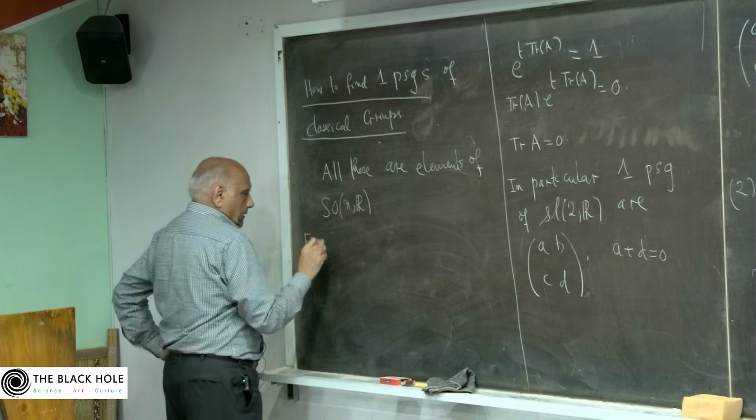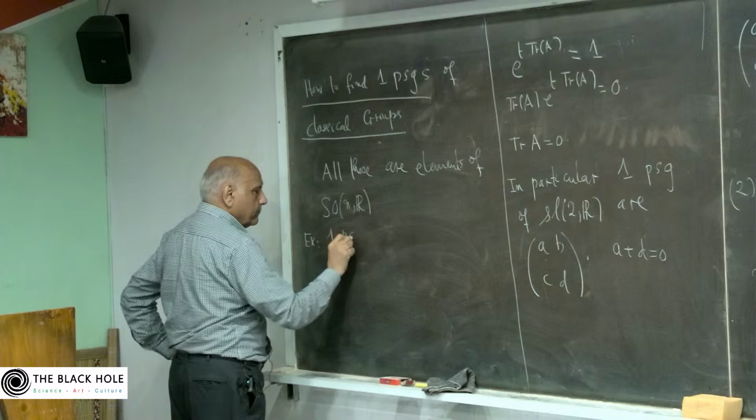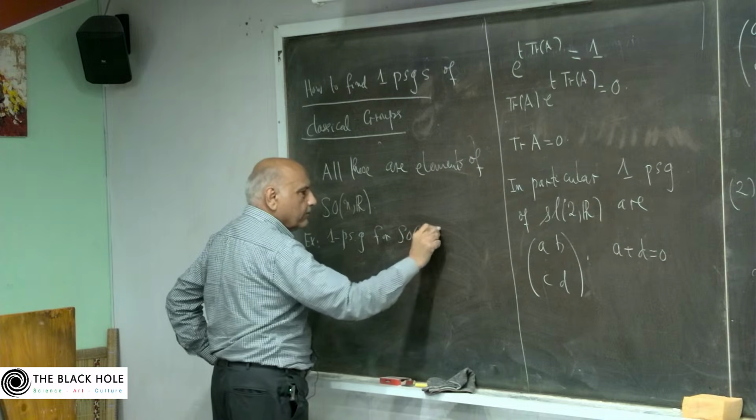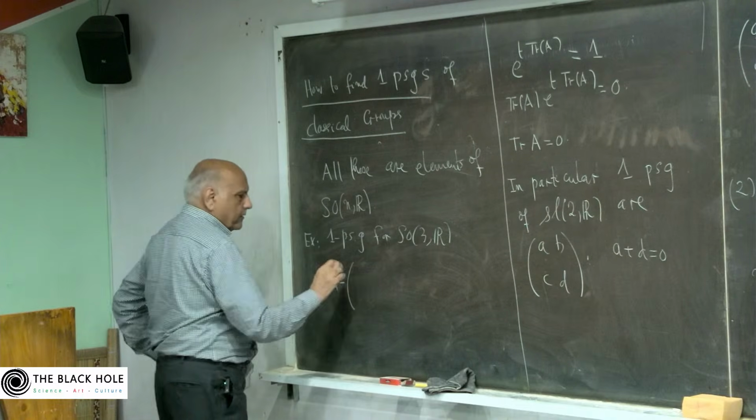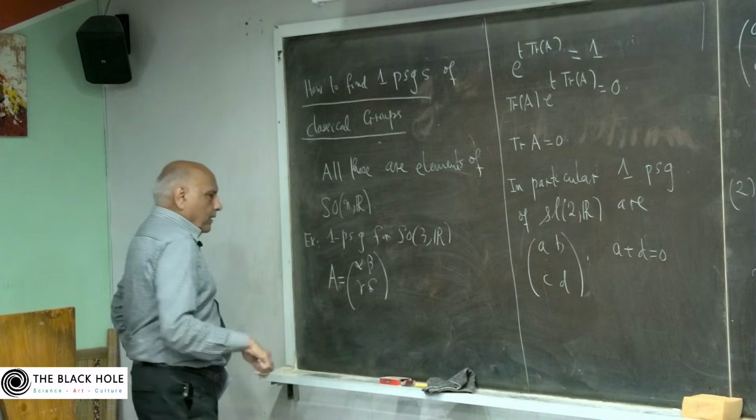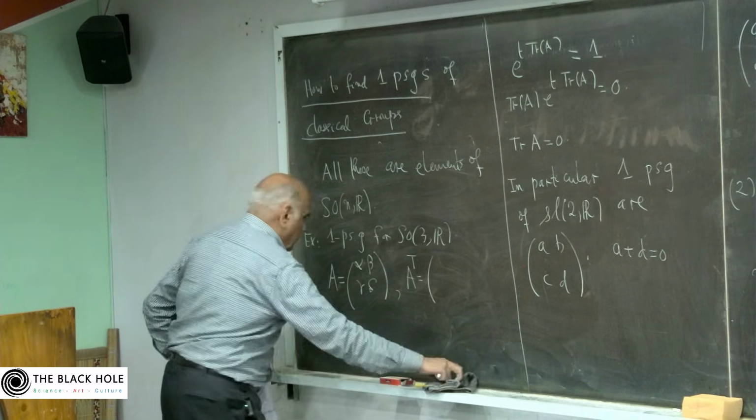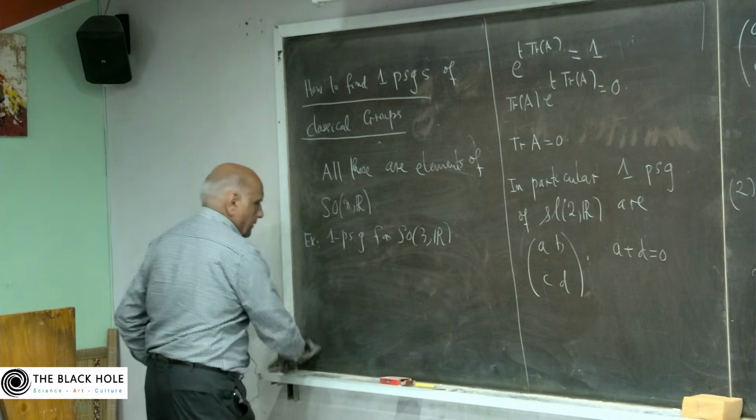Let's find the one-parameter subgroups for SO(3, R). So this is A, let's give this some name, alpha, beta, gamma, delta. And what is A transpose? It shouldn't be a 2 by 2 matrix, because it's a 3 by 3 matrix. Oh yeah, SO(3), yeah, sorry, my mistake.